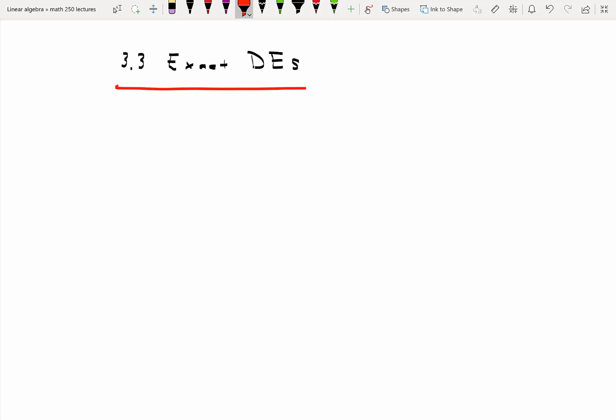Okay, let's dig into section 3.3, exact differential equations. Now, in this section, we're going to need some materials that are learned in Calculus 3. Even though this course only has a Calculus 2 prerequisite, we're going to use some materials from Calculus 3, and that's the bad news. The good news is the materials are very simple.